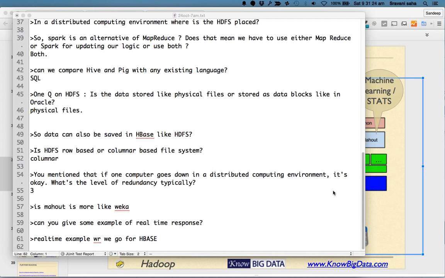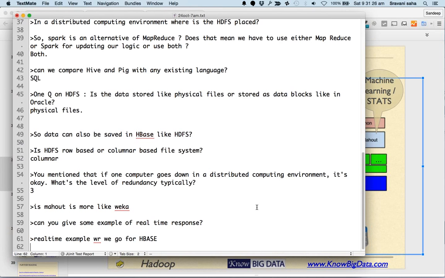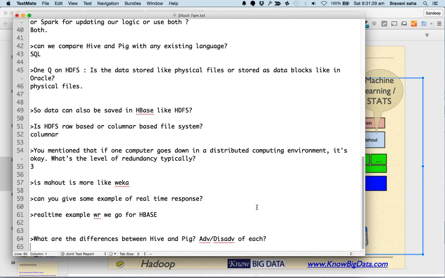Now, what is the difference between Pig and Hive? What are the advantages and disadvantages of each? Yes, we will go into those details when we study both. As of now, it will all look like words, but we will go into the details when we actually do something on Hive and Pig.